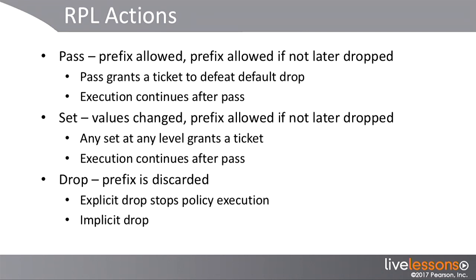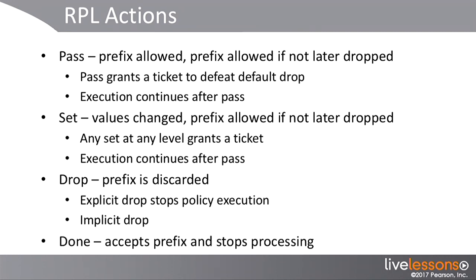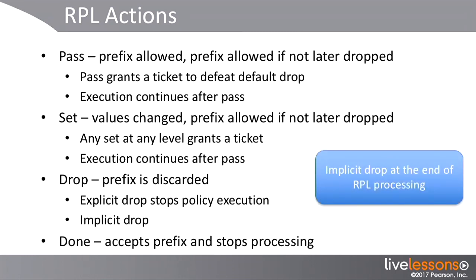Drop. The prefix gets discarded, and it's an explicit drop, meaning that the policy execution stops after that. It's called an implicit drop as well. Done. With the done statement, you stop processing the route policy and accept the prefix. It's important to note that there's an implicit drop at the end of RPL processing. So with various statements, you can defeat this implicit drop mechanism.